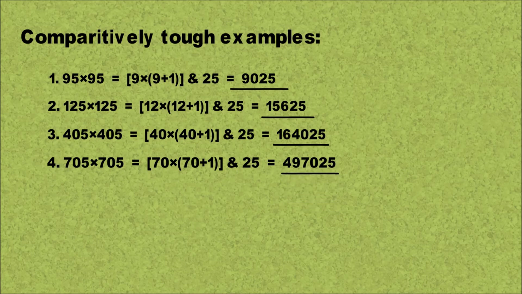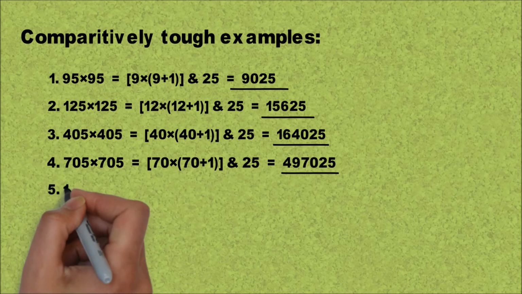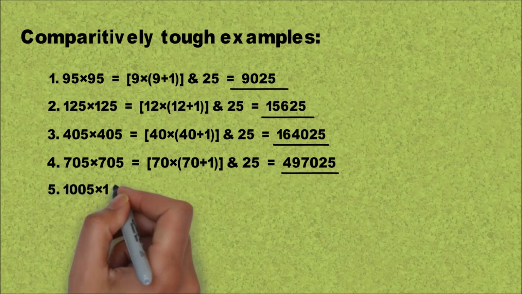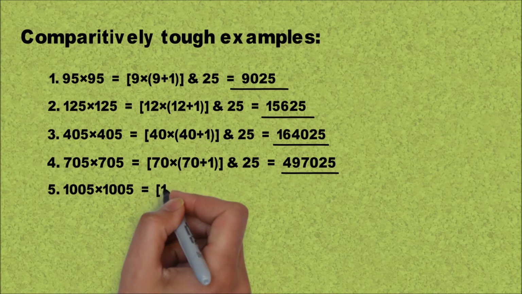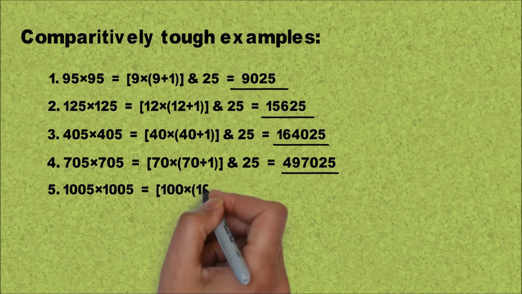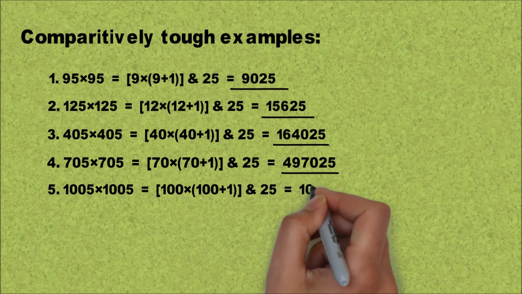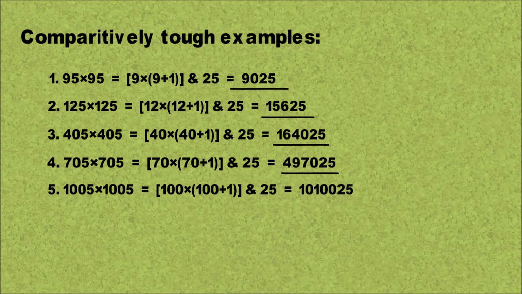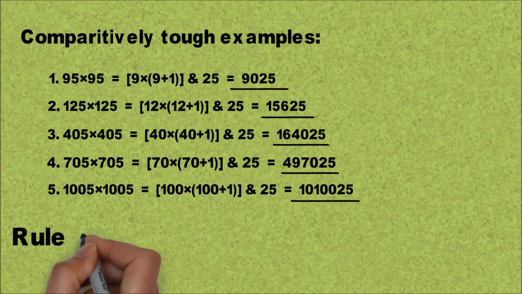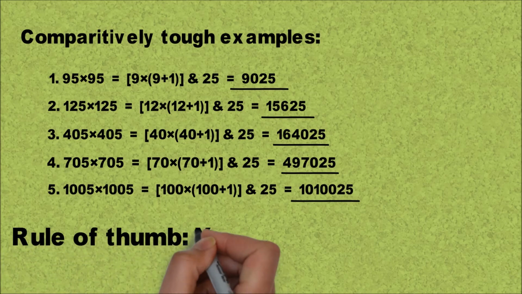Just one more example before I finish this video. Let's try 1005. 1005 squared is 100 multiplied by 100 plus 1 and 25. Using the general rule of thumb, it can ultimately be written as 1,010,025. Therefore, the square of 1005 is 1,010,025. Remember the general rule of thumb.